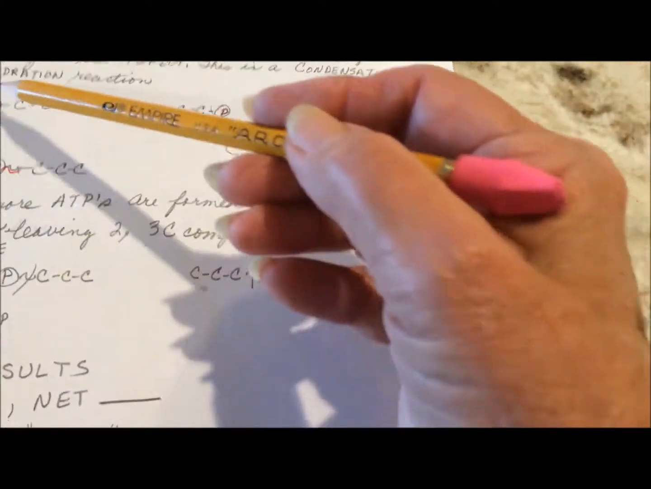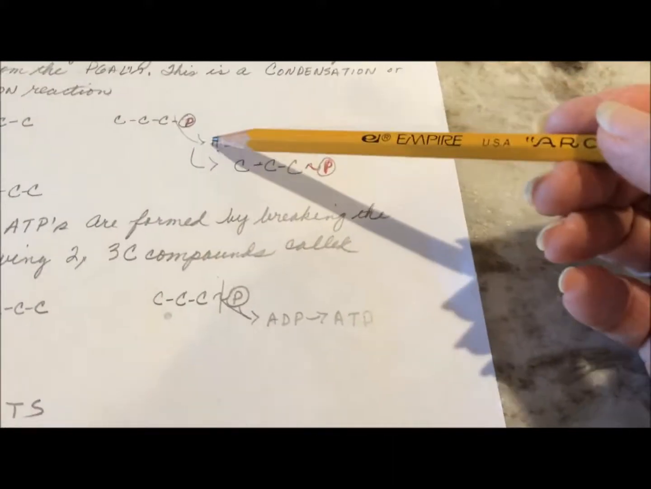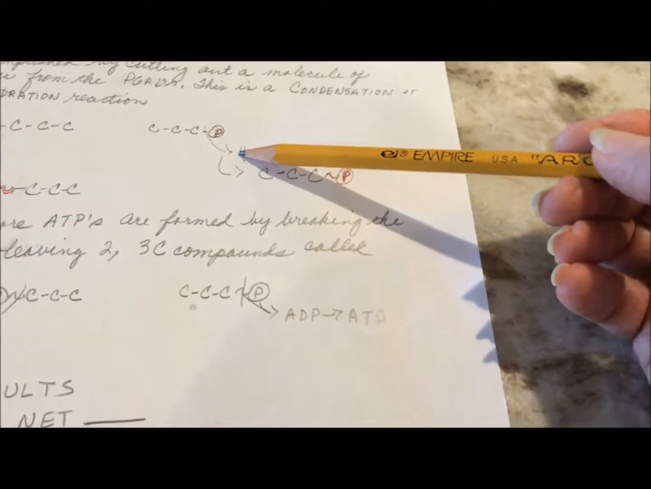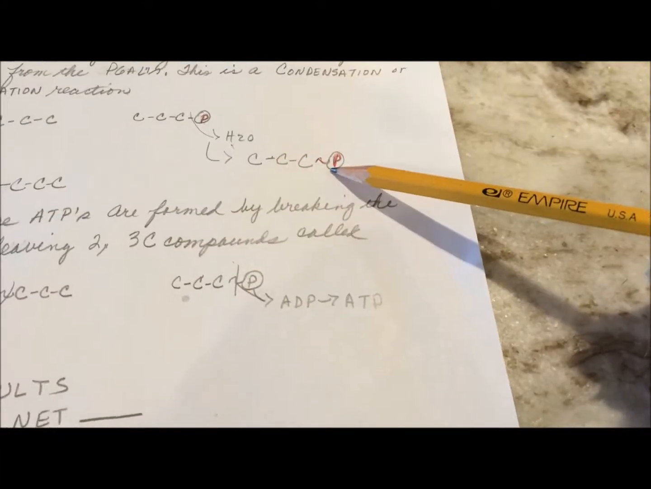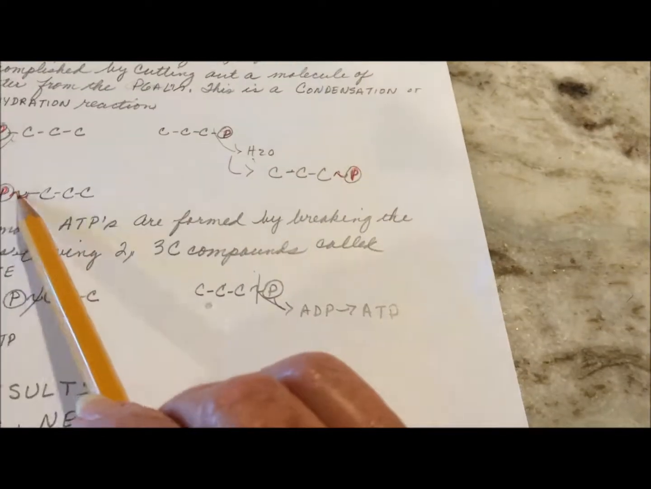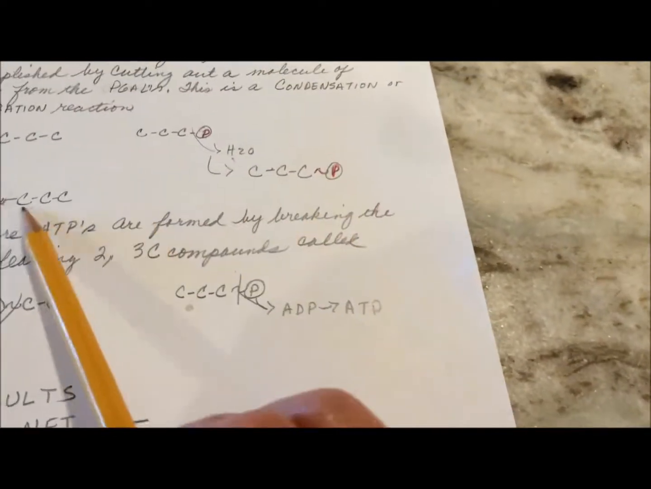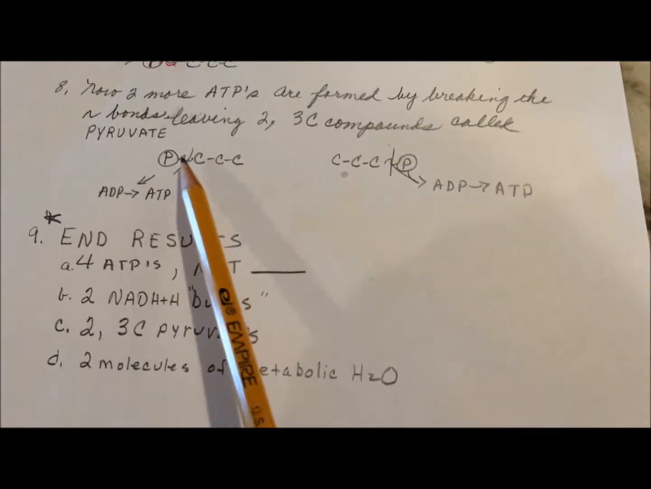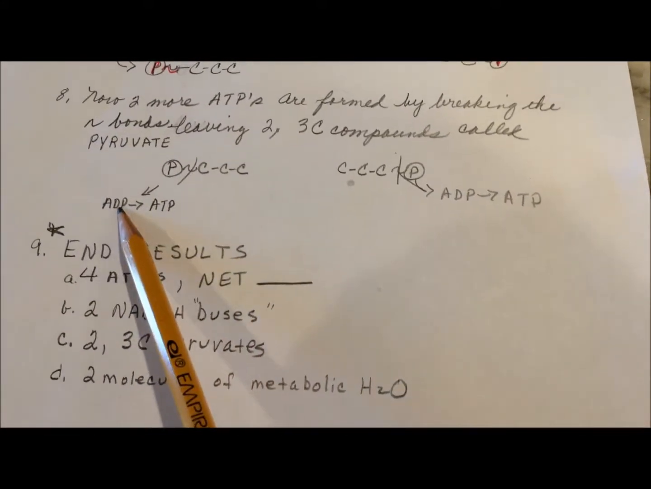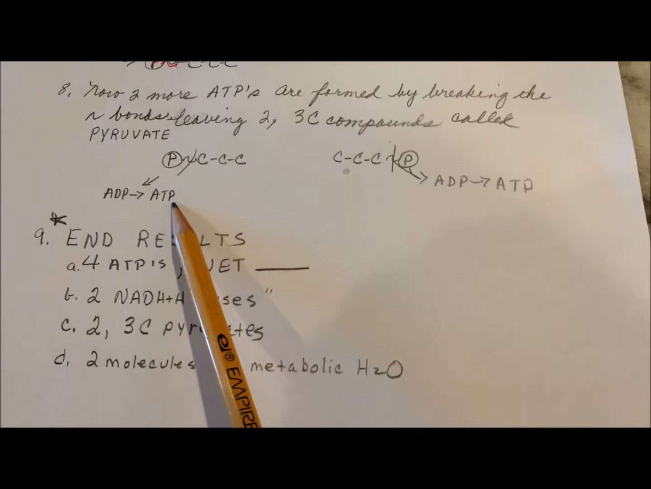And so what happens when this water is cut out of the PGAL molecule, a high energy bond is formed. Now we've got 2 more high energy bonds with a phosphate. So an enzyme comes in here, cuts that high energy bond, and the phosphate is donated to ADP, making ATP.